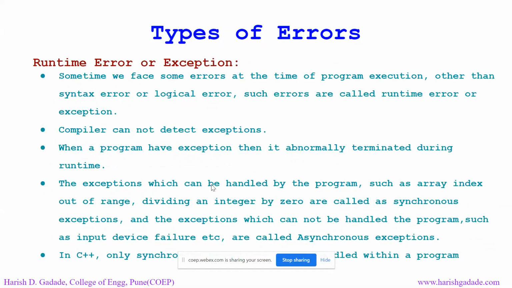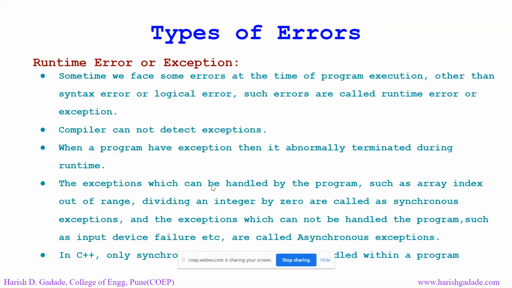Now the third one is the runtime error or exception. Sometimes we face some errors at the runtime of program execution other than syntax or logical errors. As I said, these are not syntax or logical kinds of errors. Such errors are called runtime errors or exceptions. The compiler cannot detect exceptions. Already I told you, we need to put some kind of exception handling there, because the compiler does not detect these kinds of exceptions. So when a program has exceptions, it is abnormally terminated during runtime.